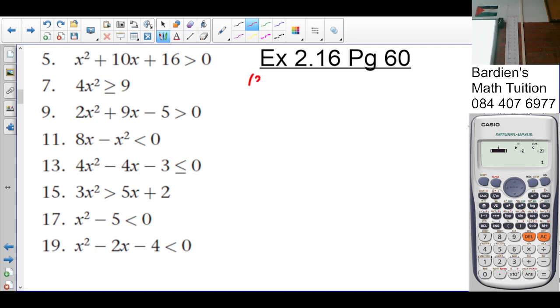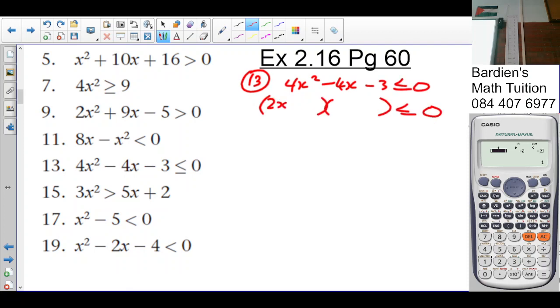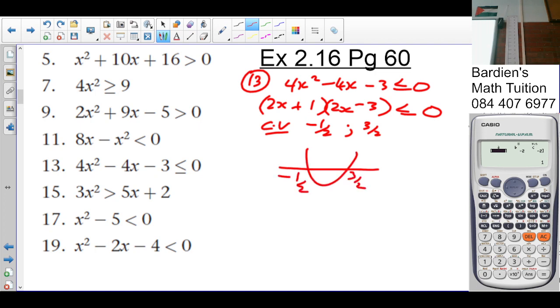Let's look at 13. In 13 we have 4x squared minus 4x minus 3. Okay, that factorizes into 2x times 3 is 6, minus 2 is 4. So the critical values there are negative half, is that correct? So there's negative half there and 3 over 2. Okay, so above the line is more than, below the line is less than. The function, or the quadratic, must be less than 0. So is that above or below the line? Below the line. Below the line, is that a continuous or broken solution? Continuous solution.